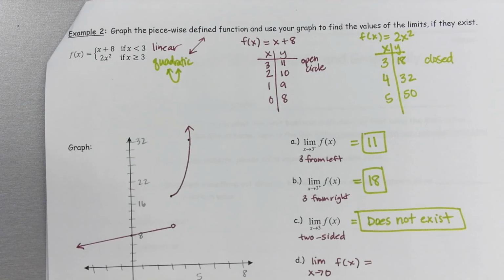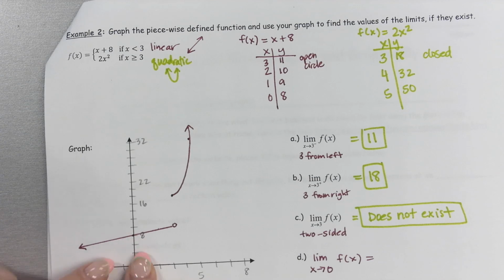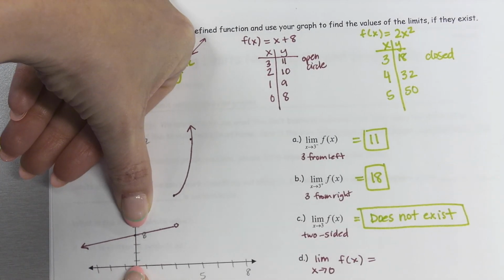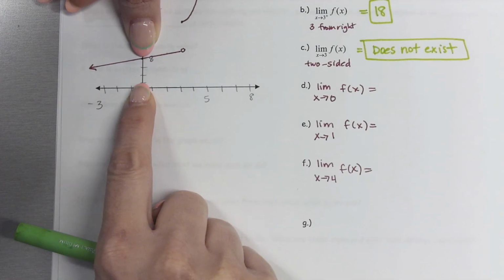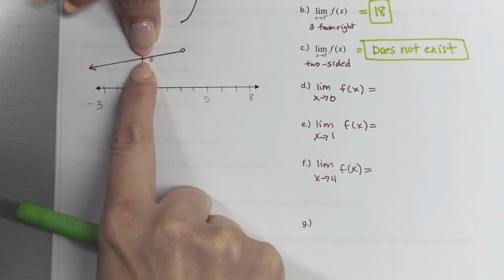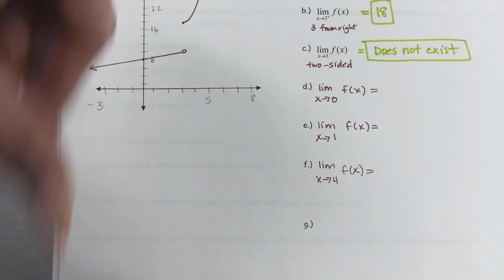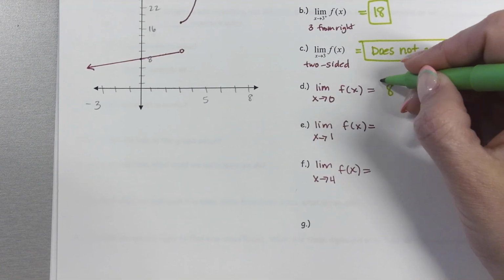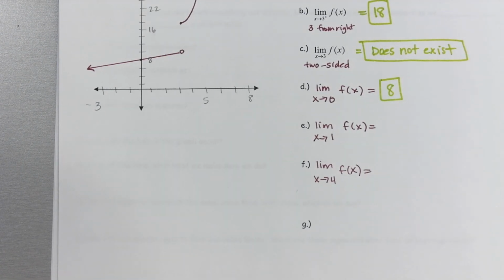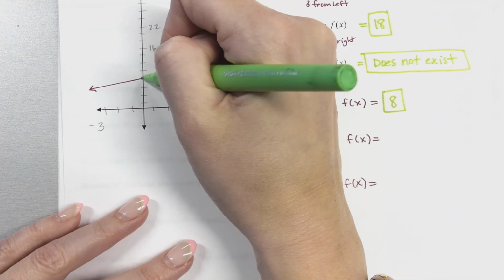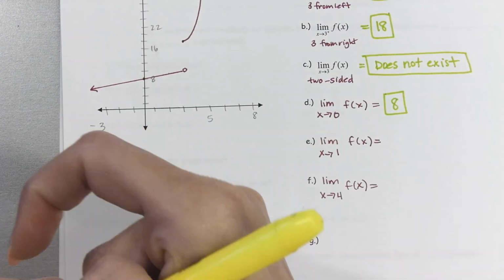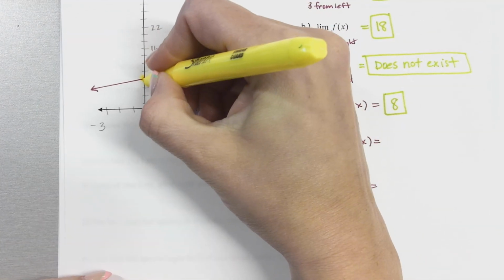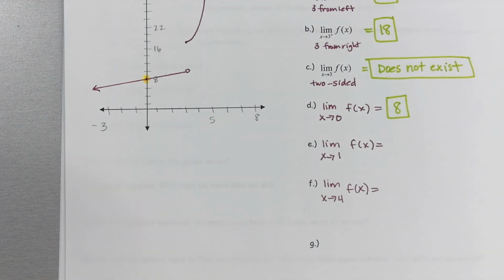All right, so if you look at 0, 0 on your x is right here. So is it approaching the same number from both sides? Yes. What is it approaching from both sides? 8. Okay, so it's 8. And sometimes I will just highlight that just to see. Yeah, it's approaching from both sides.